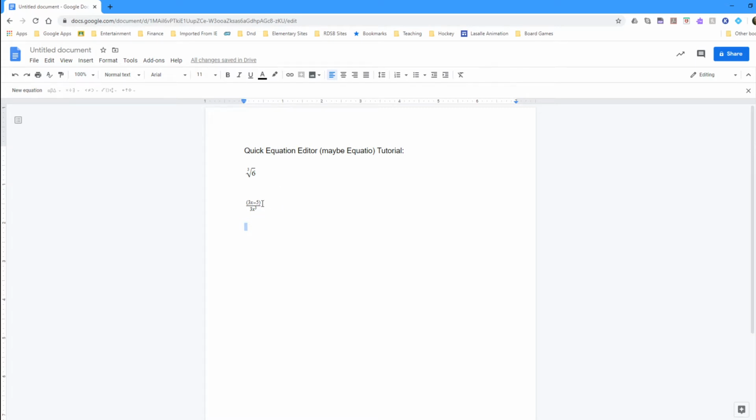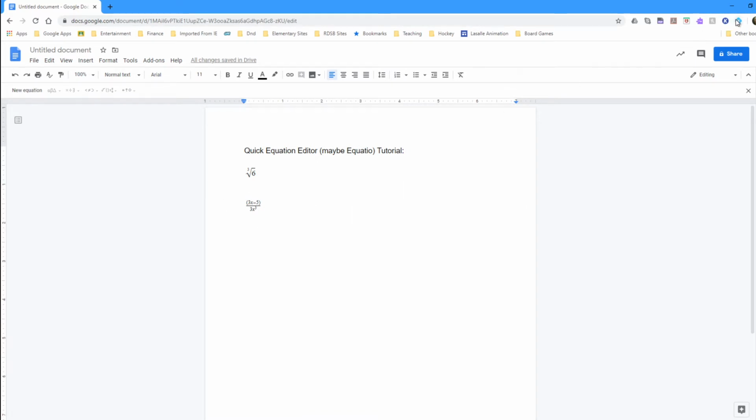The only issue with the Google Docs equation editor is I find that when you're doing fractions, it makes it small like this. And as far as I know, there's no way of making it bigger. I could be wrong on that, but there's no way of making it bigger. So let me just show you MathType.